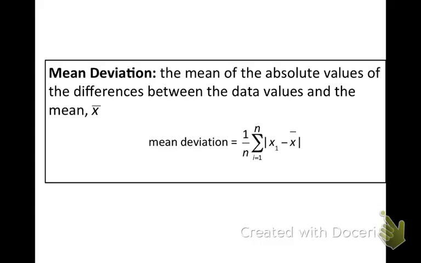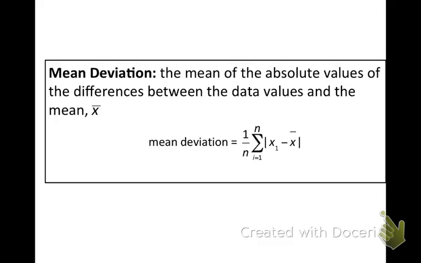So the first deviation that we're going to be talking about, just write it down. That's up to you. The definition might help make sense of what that formula looks like. Another way to talk about dispersion is the way that something deviates from something. So if I talk about the mean deviation, what I'm talking about is the mean of the absolute values of the differences between the data values and the mean.